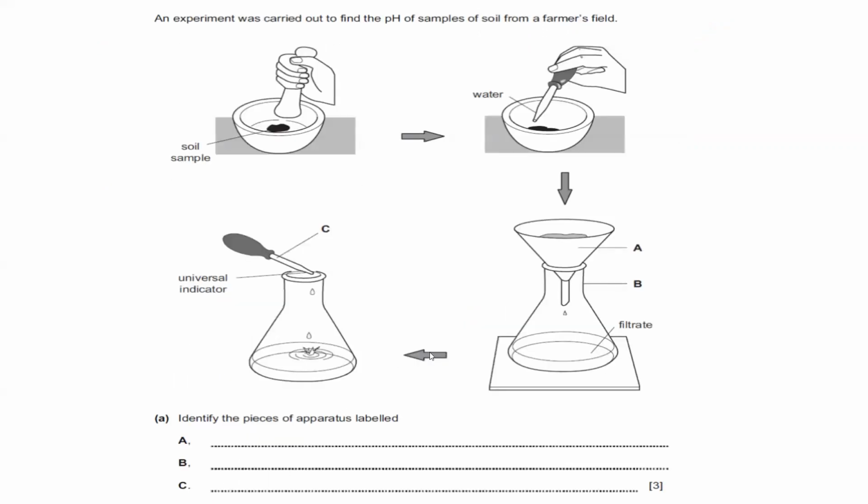Identify the pieces of apparatus labeled A, B, and C. What is A? This is A. What do we call this? A funnel, that's good. Yeah, that's right, funnel. What about B? You can use the screen annotation and type your answers, or you can use the chat.